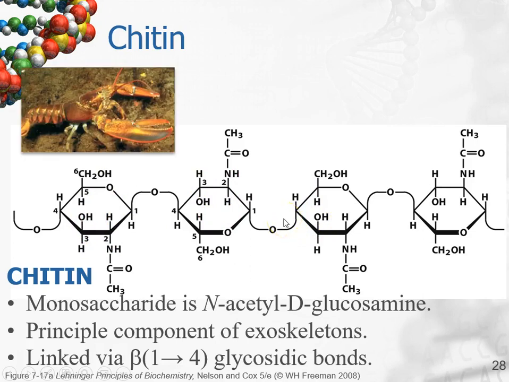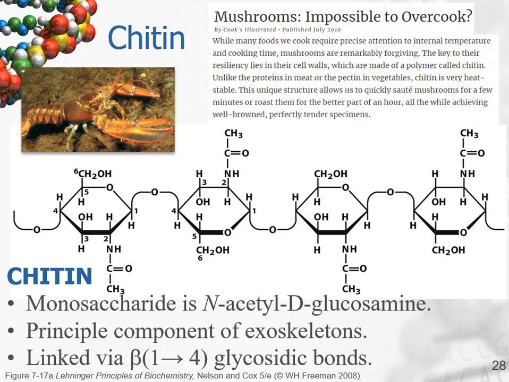The places you would find chitin would be in the exoskeletons of animals like lobsters. But I learned kind of recently that mushrooms also have chitin. Cook's Illustrated lets us know that mushrooms are very forgiving. You can quickly saute them for a few minutes and they're delicious, if you like mushrooms, which I do. Or you could roast them for an hour and they don't fall apart. The reason for that is that they have chitin, so it's a very heat stable kind of thing. That's why you're able to cook mushrooms in lots of different ways.